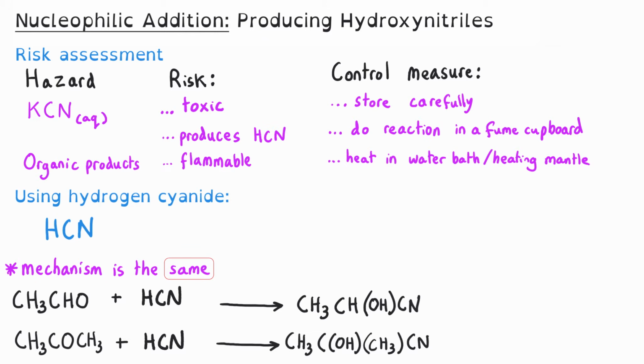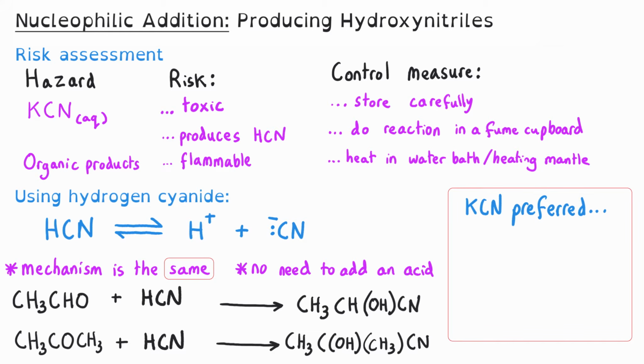The second difference is that we aren't producing potassium as a spectator ion in the products. And then the third difference is we actually don't need to add an acid to our equation, and so we don't have H+ over the arrow. The reason for this is that the hydrogen cyanide can be the source of the hydrogen ions as well as the cyanide ions, because it is weakly acidic and it will dissociate into H+ ions and cyanide ions.